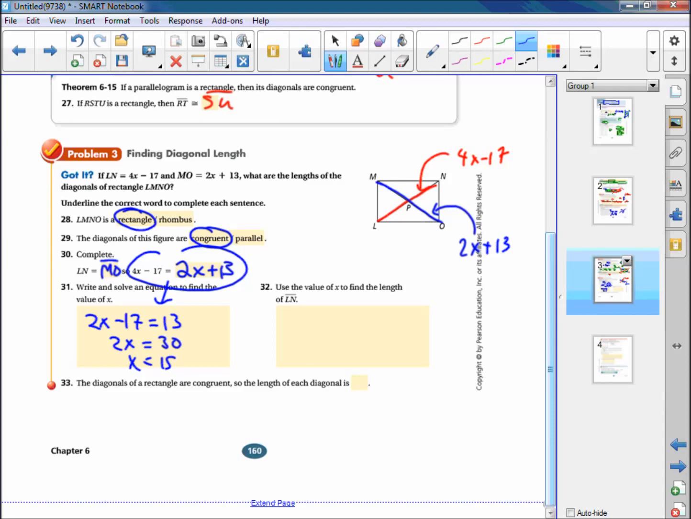Now use the value of x to find the length of LN. So the length of LN, I just have to plug x back into it. LN's formula was 4x minus 17. So in place of x, I'm going to put 15. So 60 minus 17 makes 43. So the diagonals of the rectangle are congruent, so the length of each diagonal is 43. They have to be the same length. Okay. All right, let's flip it over.